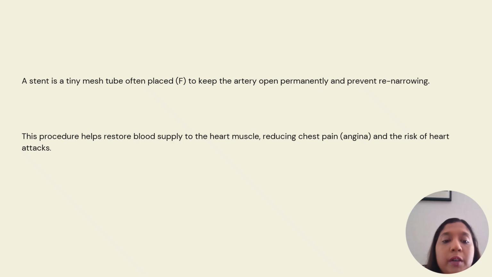In 11-6, a stent is a tiny mesh tube that is often placed to keep the artery open permanently and prevent re-narrowing. That is shown on the F of that figure. This procedure helps restore blood supply to the heart muscle, reducing chest pain and angina and the risk of heart attacks.